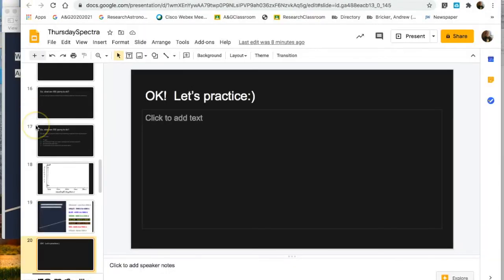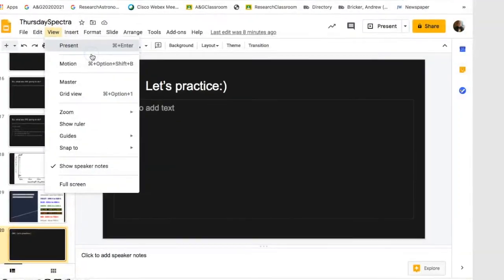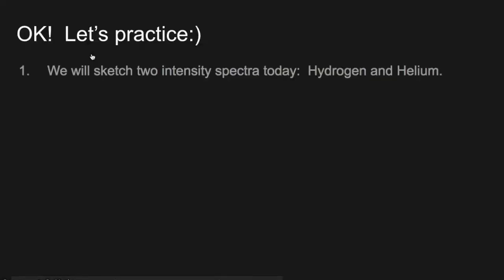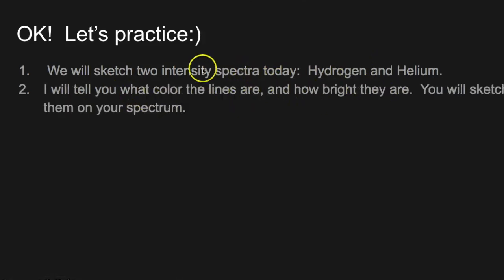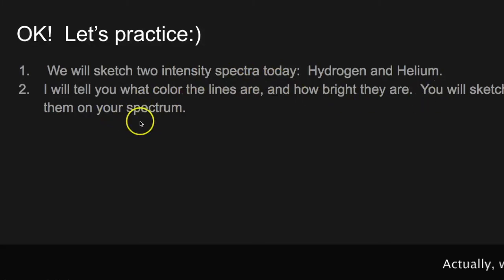And now we're ready. So I'm going to shrink my screen a little bit. This video has already gone 7 minutes, so we're okay. So now we're going to practice. You know what? I guess I need to go back to present. So here's what we're going to do. We're going to sketch 2 intensity spectra today. We're going to sketch hydrogen and helium. I will tell you what color the lines are and how bright they are, and you're going to draw them on those 2 spectra you just drew.